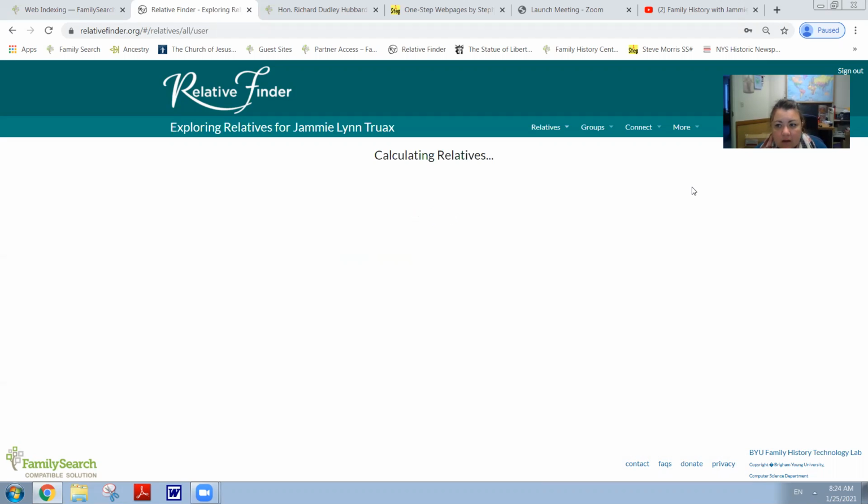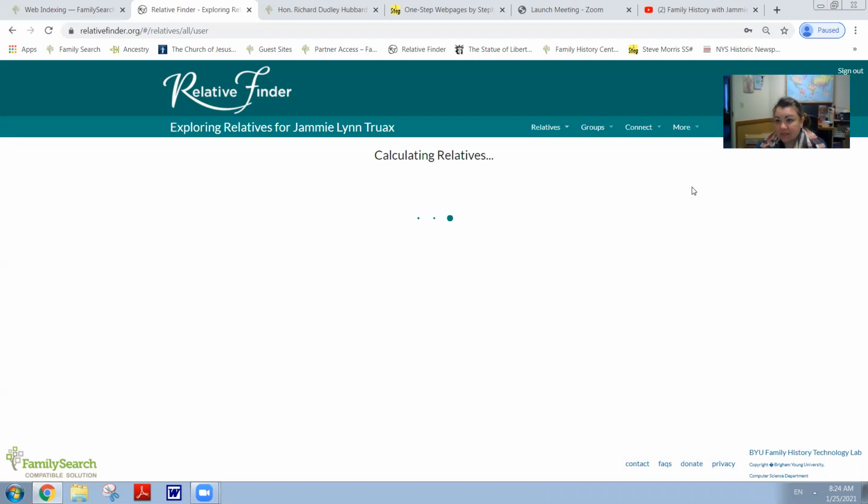But if you do have enough, it's going to say downloading your tree, and it may take a little bit to download that tree. I've already done mine. When you get on here often, they just update the tree for you. So it's calculating relatives, which is good. It usually means you have a lot if it takes quite a bit of time. And once it comes up, we will be able to navigate.